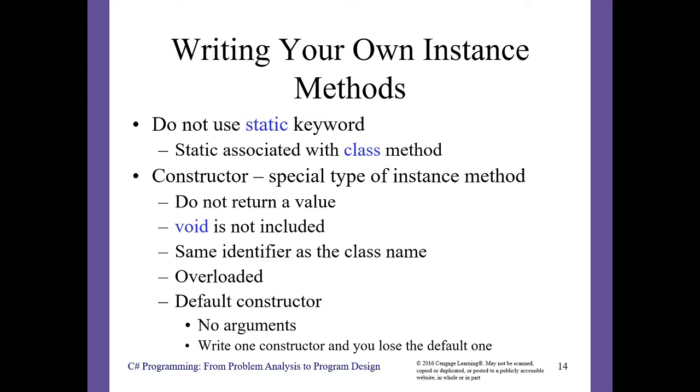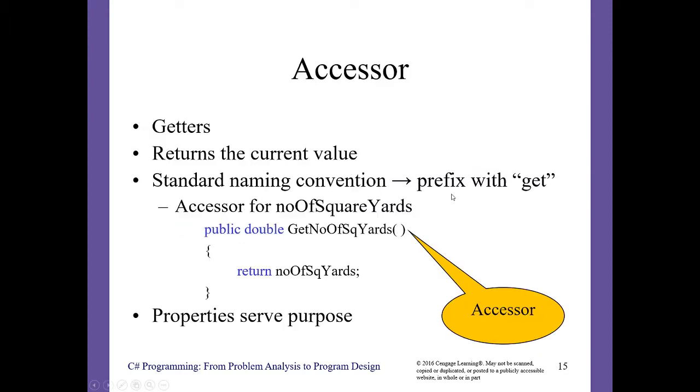Now, when we're looking at our constructor again, remember it's a special type of method. It never returns a value. It never has void. It has to be named exactly the same as the class. Uppercase. Class names are always uppercase in C#. It is automatically overloaded. The default constructor is called the no-arg constructor.